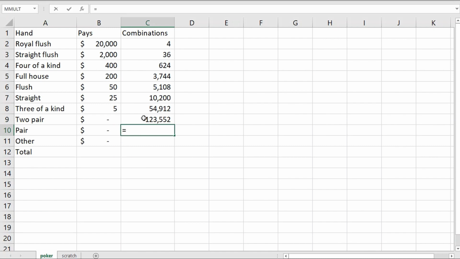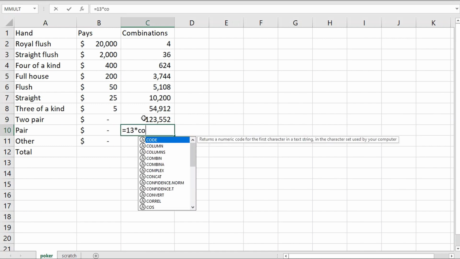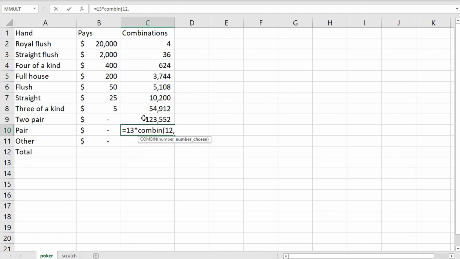How about the pair? Well, there are 13 ranks for the pair itself. And then we're going to pick 3 ranks for the singletons. And there are 12 ranks left. So we do combin 12 comma 3 to find 3 ranks out of 12. Then for the suits of the pair, we do combin 4 comma 2, which equals 6, ways to pick 2 suits out of 4. And then for the 3 singletons, there are 4 ways to pick each suit. So we do 4 to the third power. And there we go, 1,098,240 ways to get a pair.